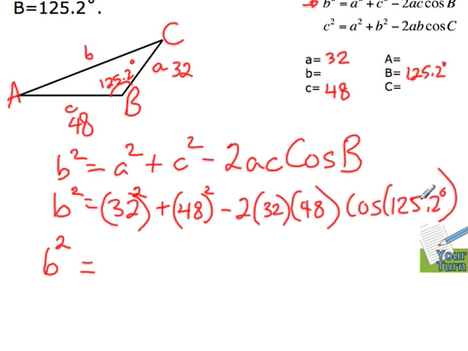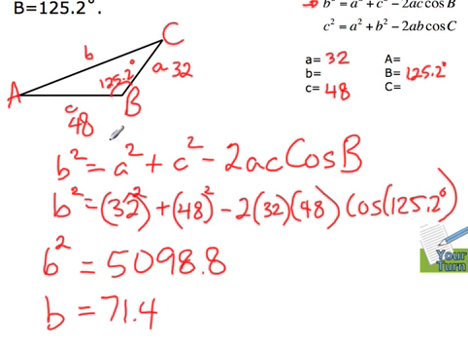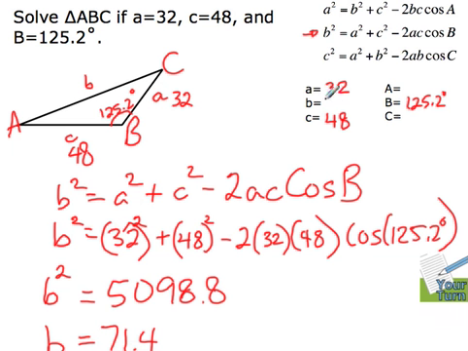All right, so 32 squared plus 48 squared minus 2 times 32 times 48 times the cosine of 125.2. Close my bracket, go. Oh, it gave me a big number. It's huge. 5,098.8. Oh, but this is b squared, so I have to use my square root property, right? So I have to square root that. Where's my square root button? Oh, right there. Square root of my answer. Yep, go. 71.4. So b turns out to be 71.4 feet or meters or whatever it is. Let's go up there and put that in. 71.4.